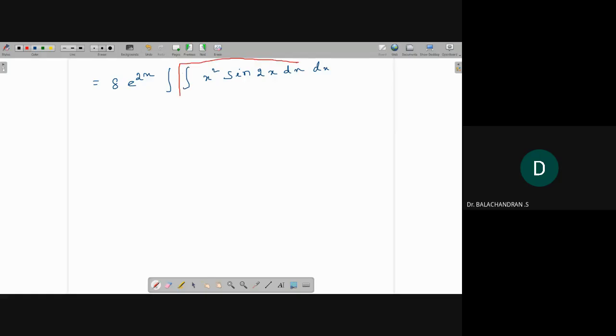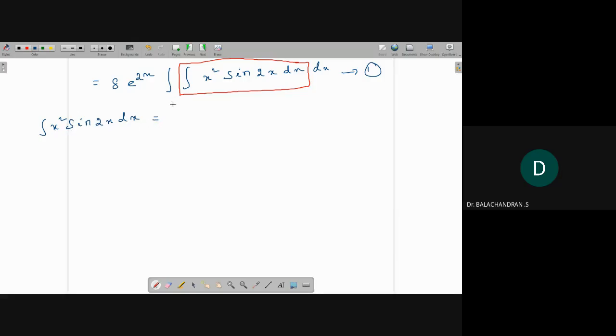First, I am going to calculate this one. I call this equation 1. So the integral of x square into sine 2x dx. So the last problem I solved, the same thing you should apply here, Bernoulli's formula.